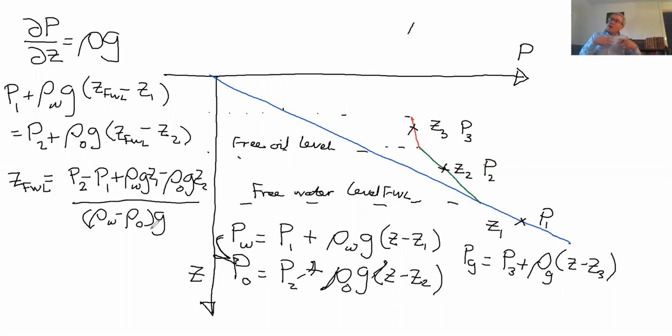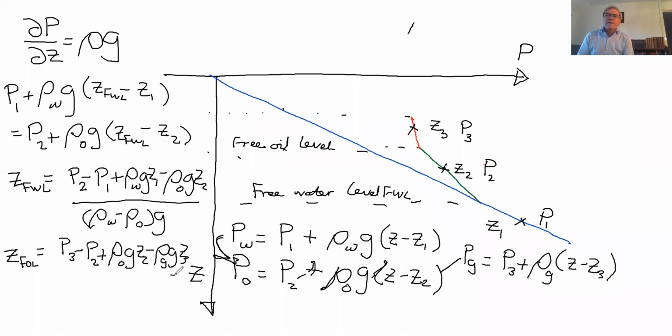So we can go through exactly the same type of calculation where the free oil level is when the gas and the oil pressures are the same. And rather than go through the algebra, because I simply don't have much room on here, I'll just write the equation. So free oil level is going to be P3 minus P2 plus rho_o g z2 minus rho_g g z3, and this is all going to be divided by rho_oil minus rho_g.